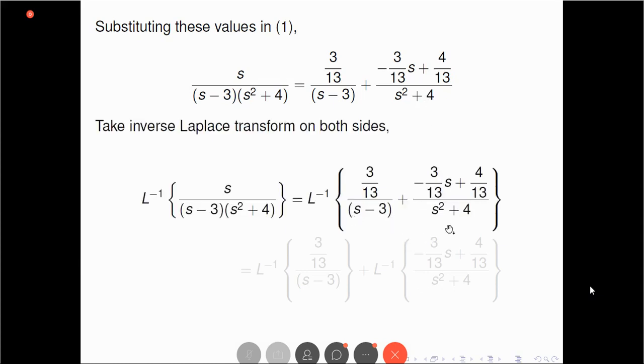So take inverse on both sides. Here we apply the linearity property. So consider the second term. Denominator is s square plus 2 square. So we have two options. Numerator can be 1 or s. So we split the second term.